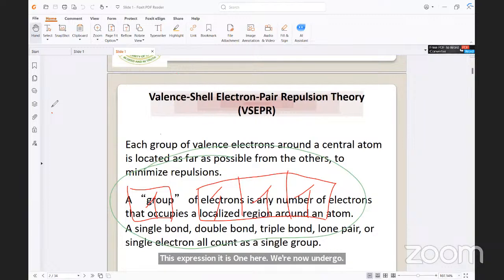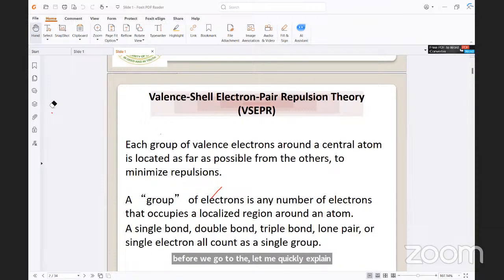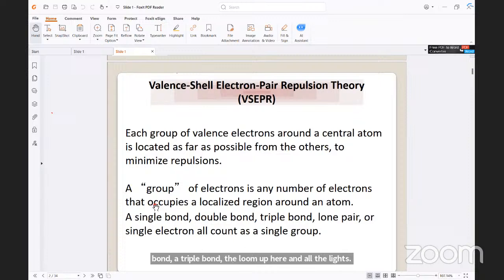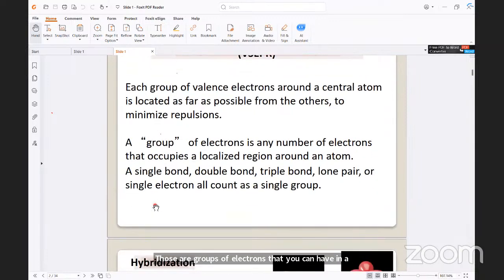But before we go to the hybridization, let me quickly explain further that a group of electrons is any number of electrons that occupy a localized region around the atom. So the group of electrons can be a single bond, a double bond, a triple bond, a lone pair, and all the likes. Those are groups of electrons that you can have in valence shell electron pair repulsion.